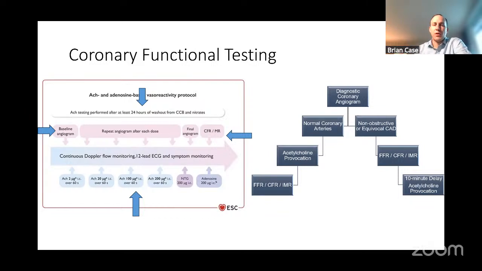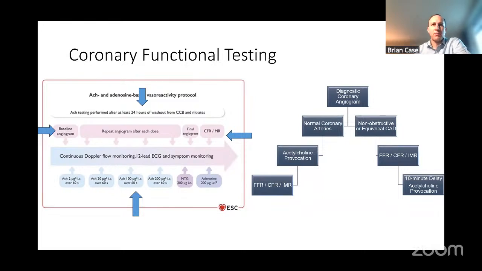So we'll drop our pressure wire down. We'll do an FFR and an RFR for the Abbott system. We'll rule out epicardial disease. We'll do the thermal dilution to evaluate for CFR, IMR, and then we'll do provocative testing afterwards.